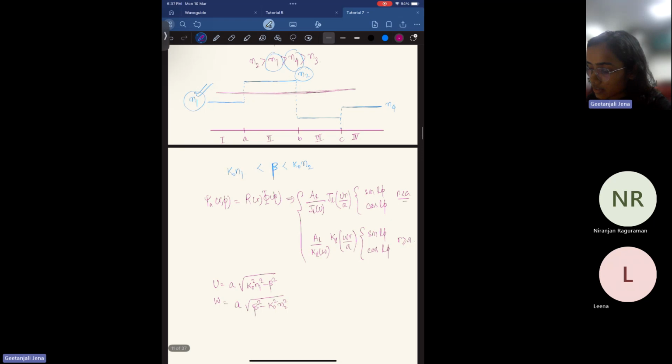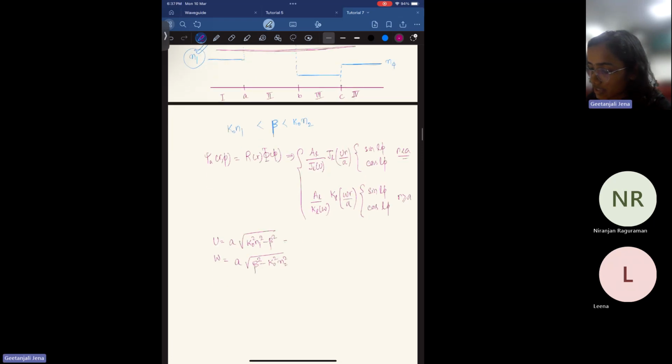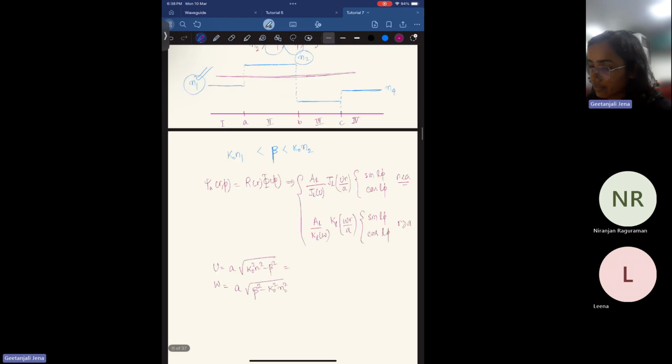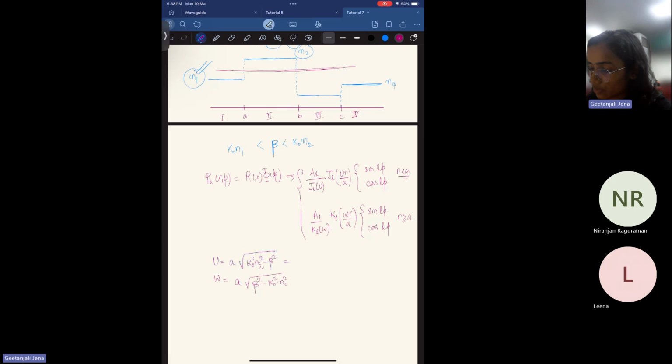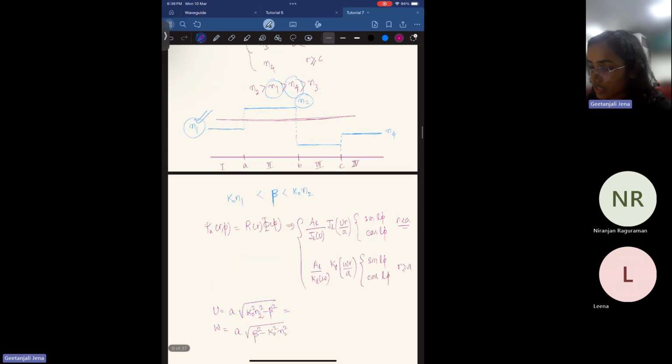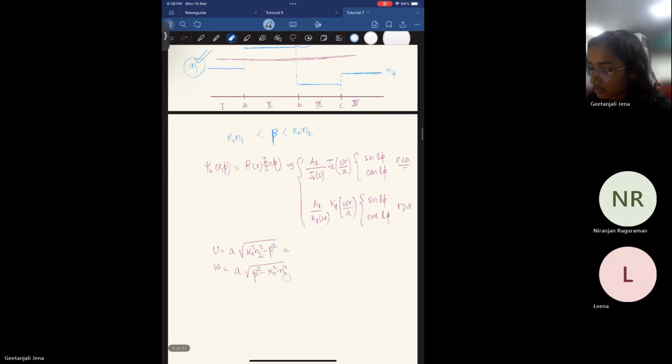N1 here is, so you can write it as, instead of N1, the highest refractive index here, we have N2. So this would be N2, and the next lowest is N1. So here the index is interchanged, because depending on the refractive index profile, N1 is N2 and N2 is N1.